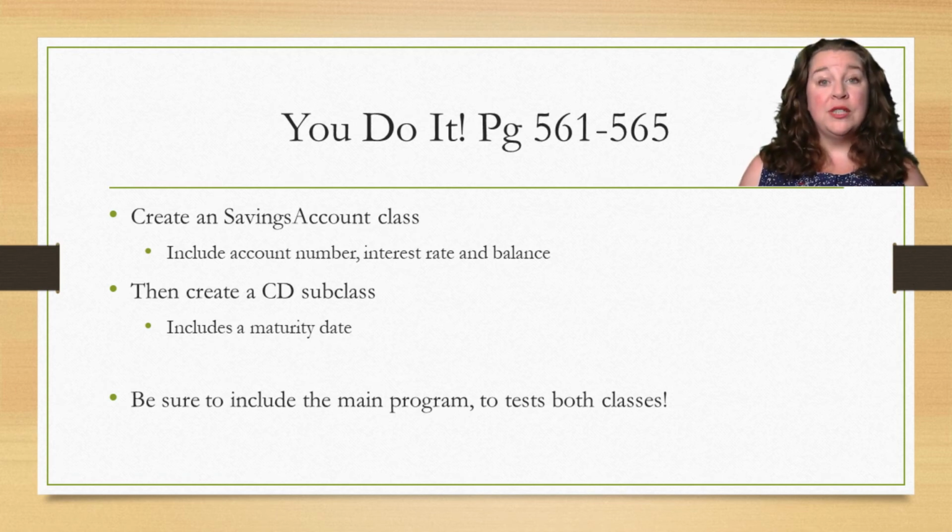So you're going to create a regular savings account class, and it's going to have an account number and an interest rate and a balance. And then you're going to create a CD class that's going to also include that maturity date. This will give you an example of being able to play around with inheritance, being able to create a superclass and a subclass. Don't forget to include the main program and make sure that you test both of your classes.